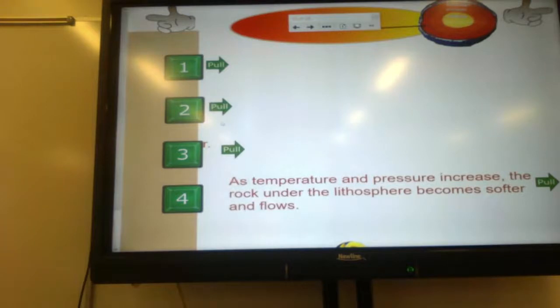So it also says that the lithosphere becomes softer and flows. It literally flows. And you guys see magma, right? Lava, right? That's what they're talking about.